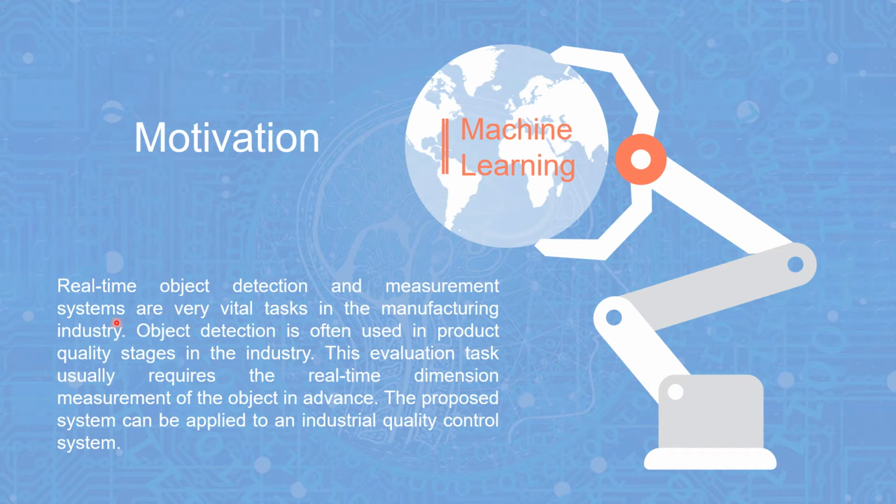Motivation. Real-time object detection and measurement systems are very vital tasks in the manufacturing industry. Object detection is often used in product quality stage in the industry. These evaluation tasks usually require the real-time dimension measurement of the object in advance. The proposed system can be applied to an industry quality control system.